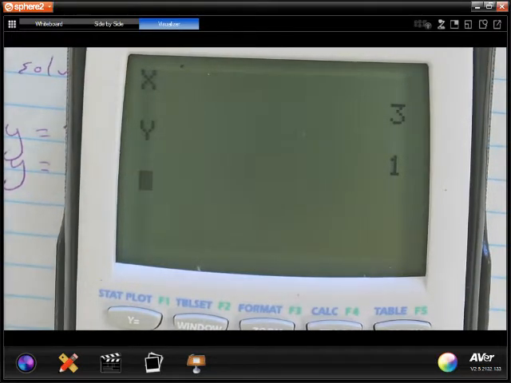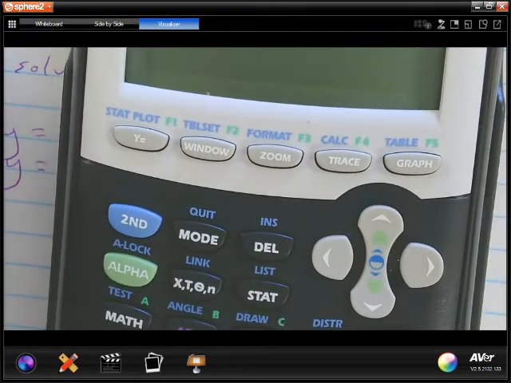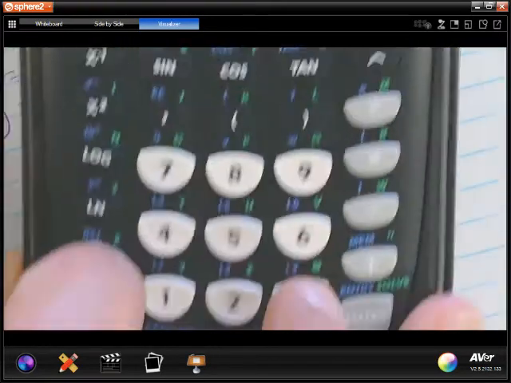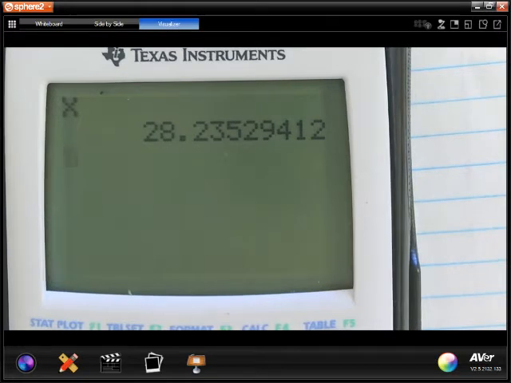Quit. That's where you're supposed to be. Oh. I just have stuff on my screen. I'll hit clear, and now it's like yours.